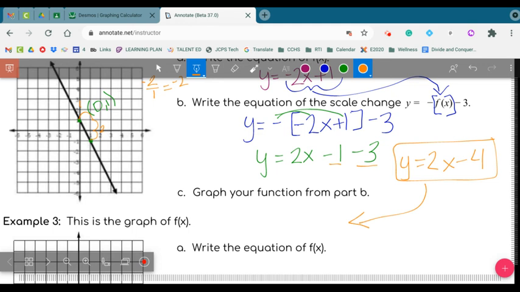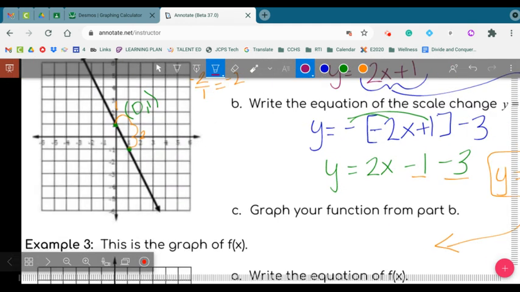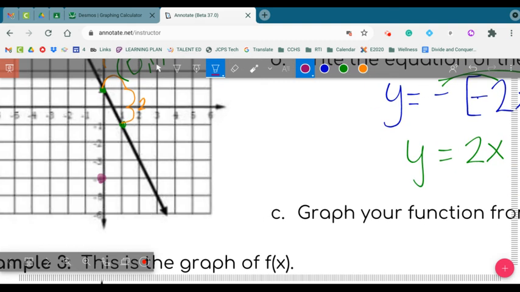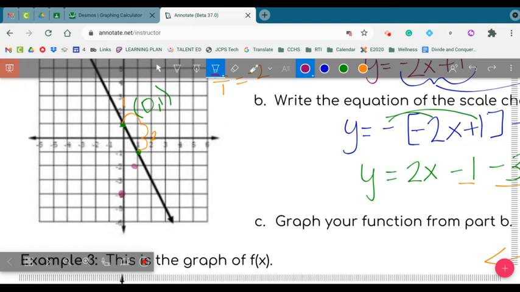You're then going to take this and graph this. So you could put this into your calculator in order to get your points. So our y-intercept is -4. We're going up 2 over 1. So at least plot 3 of those 5 points because it looks like that's all we can do. And then draw your line.